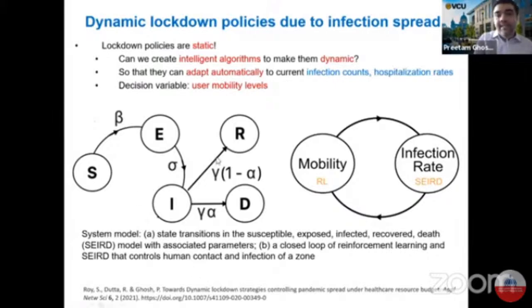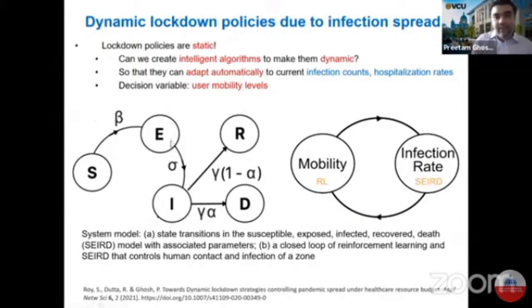So we created intelligent algorithms to make our lockdowns dynamic so that they can adapt automatically to the infection counts. We also considered hospitalization rates, right? Because the whole idea of lockdown was to ensure that the number of hospitalizations is not too high to overcome the healthcare system. So with that goal in mind, we were looking at this as a machine learning problem. So we use reinforcement learning to solve this problem. And we also considered user mobility levels.